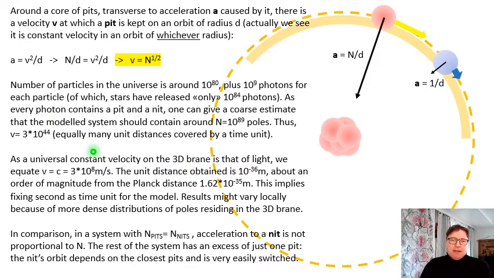We can then think, okay, the velocity of light is 3 times 10 to the 8 meters per second. Calculating from that and fixing meters as our distance unit, and seconds as our time unit, we understand that our unit distance, the unit distance in the logarithmic potential we have been talking about, is in order of magnitude 10 to the minus 36 meters.